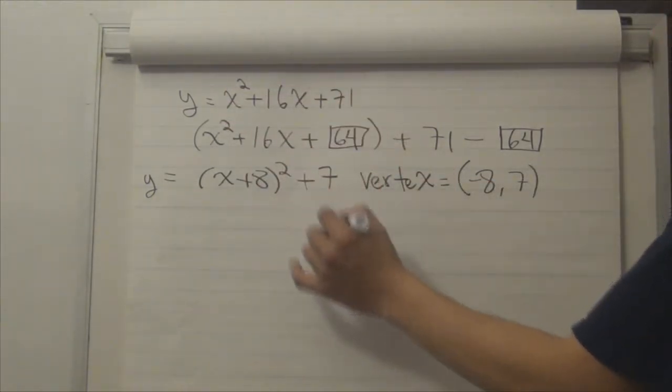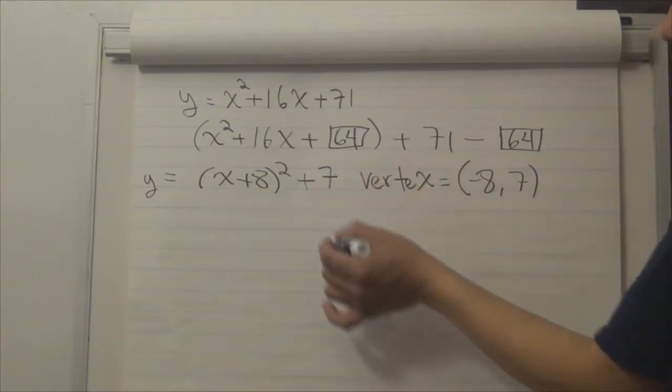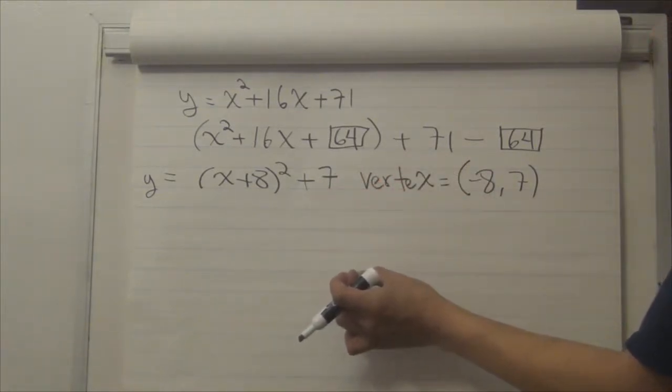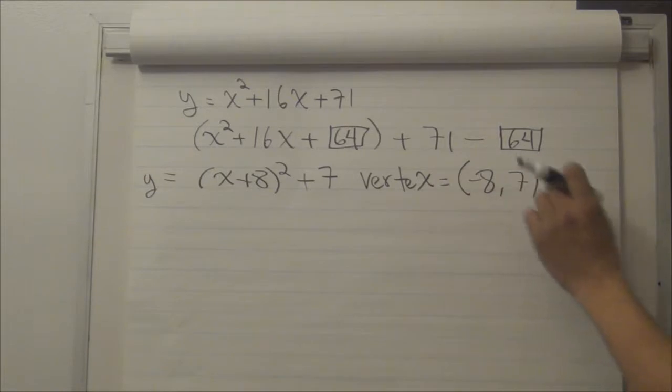That is the point where the parabola, since this is positive, is going to open upwards. It's going to be concave up. That means that it's going to have a minimum. So the minimum is negative 8 comma 7. And that is your vertex form.